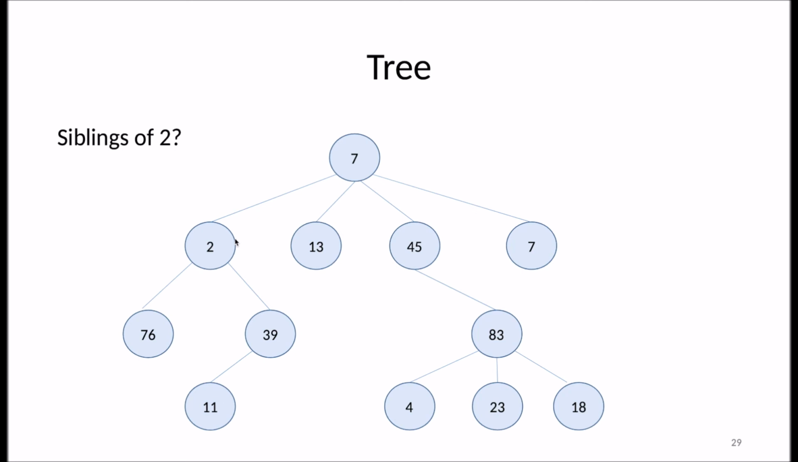And what are the siblings of 2? So consider node 2, it has a parent 7, and 7 has 4 children, 2, 13, 45, and 7. So the siblings of 2 are the nodes 13, 45, and 7. What are the ancestors of 4? The ancestors of 4 are 38, 45, and 7.